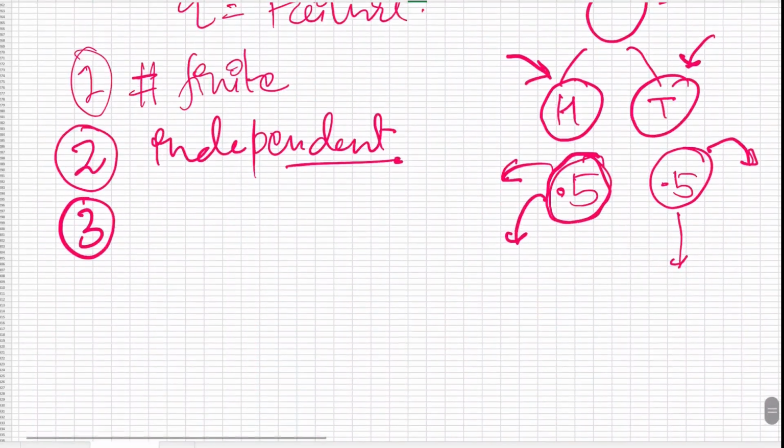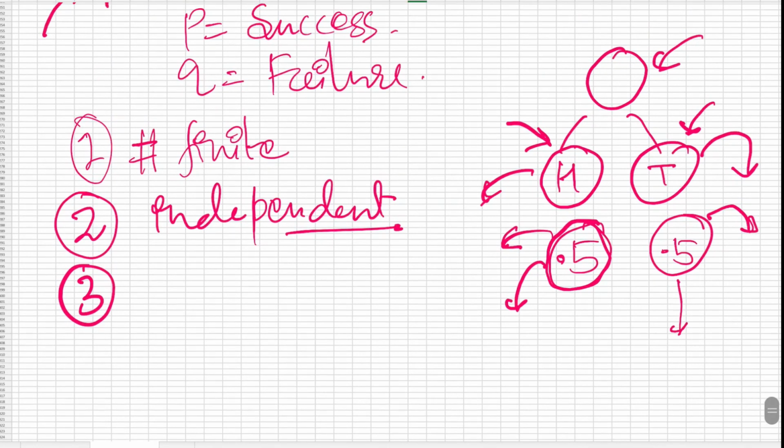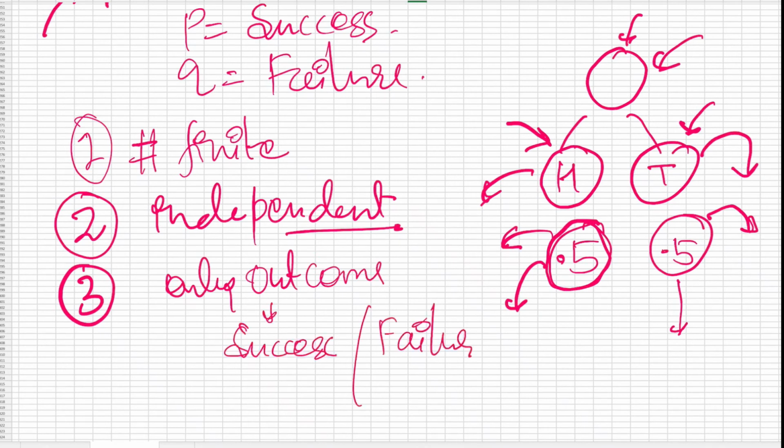The third condition is that each event of the experiment must have only two outcomes. It should have only success or only failure. So in this example, we are considering head as a success and tail as a failure. These are the only two possible outcomes of a single experiment of tossing one coin. So the third condition is that the experiment must have only two outcomes, success or failure.